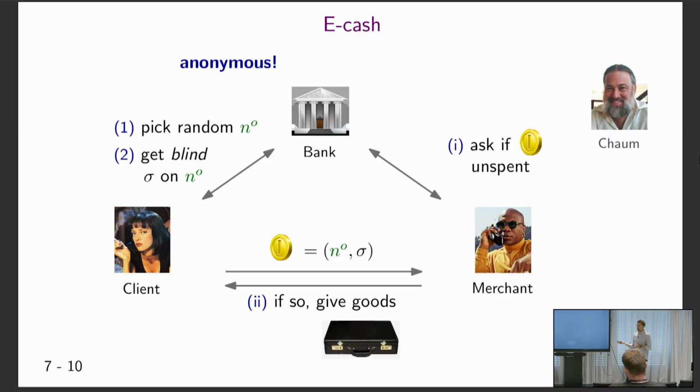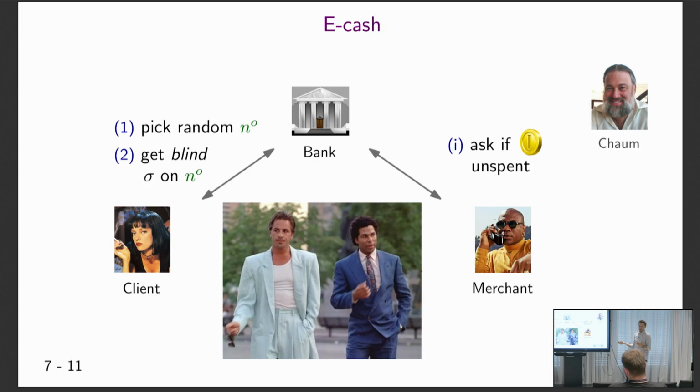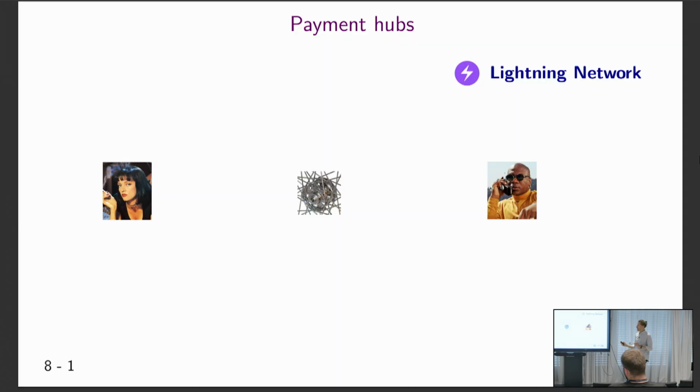Okay, so that's all very anonymous and 1980s. So you might wonder, what can blind signatures do for us in the blockchain era? So let's look at one example.